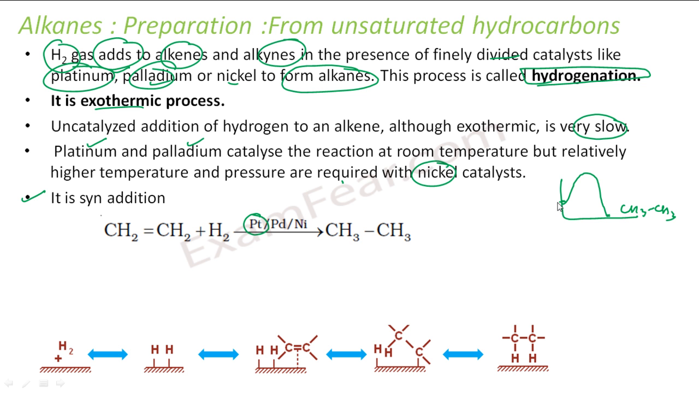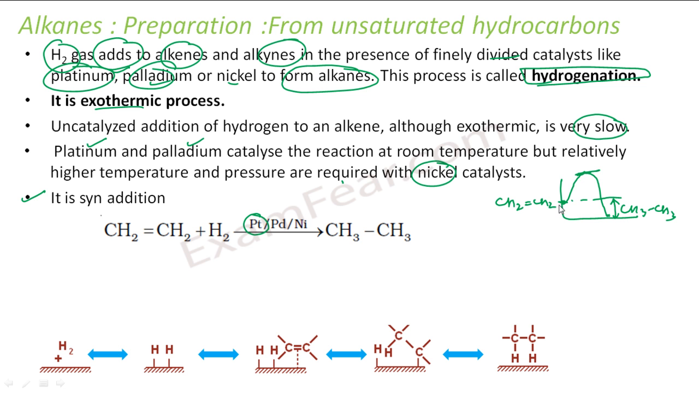This is my CH3, CH3, and this is my CH2 double bond CH2. But if you see, you need some energy for the conversion, there is a threshold energy. So even if the whole process is exothermic, because this much amount of heat is liberated, this is the change in energy. Ethane is at lower energy and is more stable than ethene. So when you convert ethene to ethane, you release some energy. That's why it's exothermic.